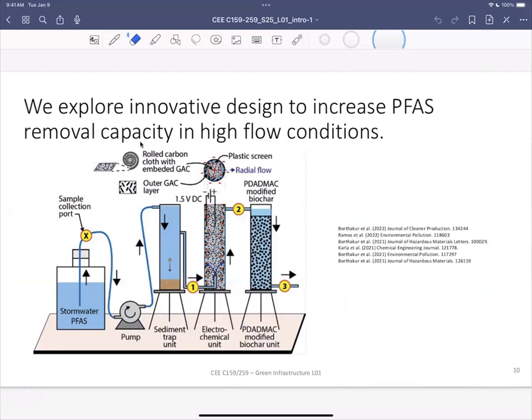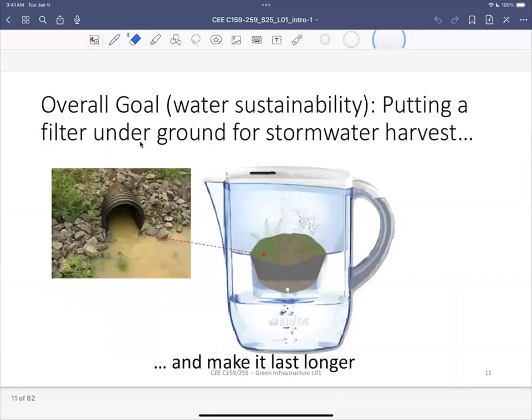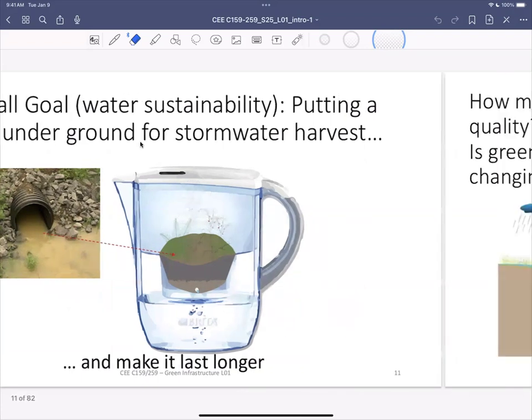One example is that we are also designing green infrastructures to remove emerging pollutants. Some of those pollutants are PFAS and microplastics. We have multiple projects on those. In class, I'll present those as we discuss different types of design. The overall goal of the work is related to water sustainability. Basically, we are installing a filter on the ground that can last forever. That's what green infrastructure is all about in this class.